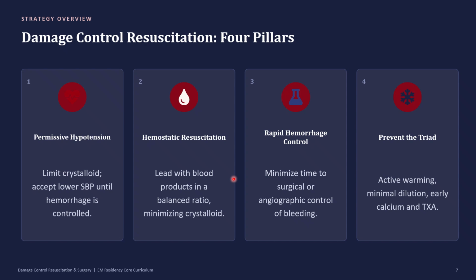Rapid hemorrhage control: identify the sites where bleeding is happening and minimize time to surgical or angiographic control of bleeding. Prevent the lethal triad from happening by active rewarming, minimal dilution, and early calcium and tranexamic acid. These are the 4 pillars of damage control resuscitation: permissive hypotension, hemostatic resuscitation, rapid hemorrhage control, and preventing the triad.